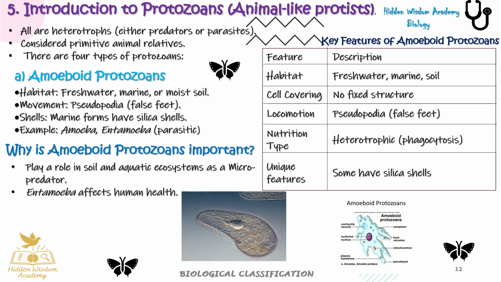Key features of amoeboid protozoans with their description. Habitat is freshwater, marine and soil. Cell covering has no fixed structure. For locomotion they have pseudopodia, false feet. Nutrition type of amoeboid protozoans is heterotrophic, by phagocytosis. Unique feature is that some have a silica shell.